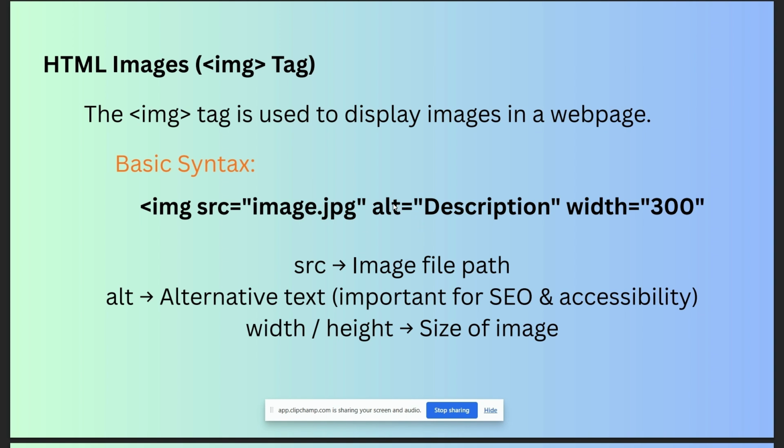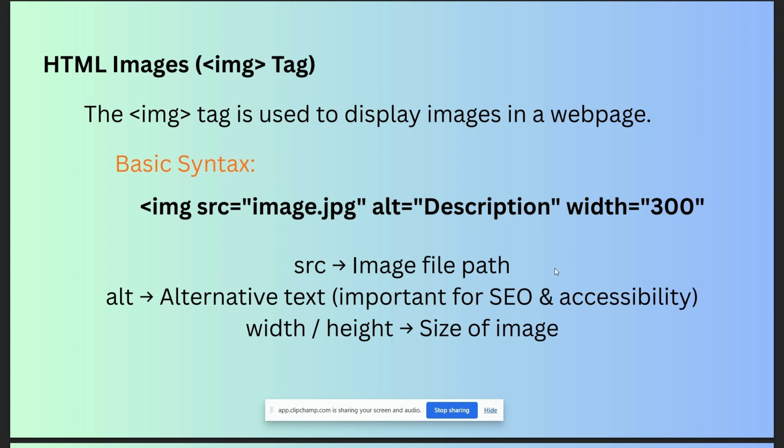Then alt describes the image. As yesterday we used an image path, right? In day 3 we used an image as smartphone, and we described it as smartphone. It describes the image, so that if the image does not load properly in a website, we know which image did not load. Then width is used to size the image.